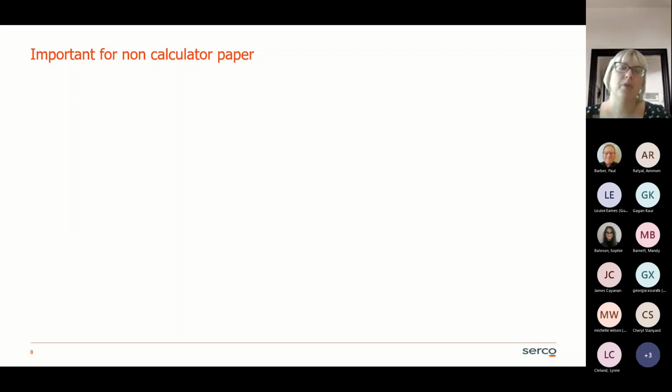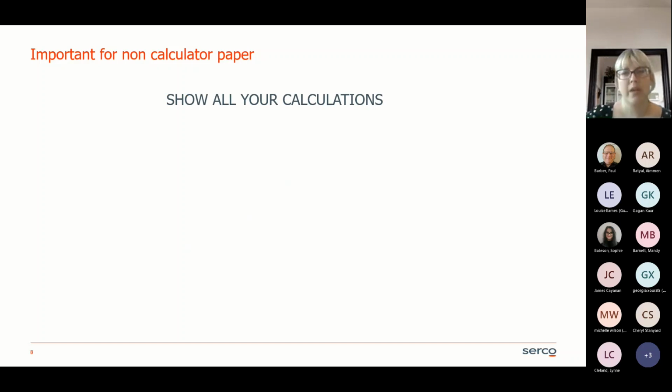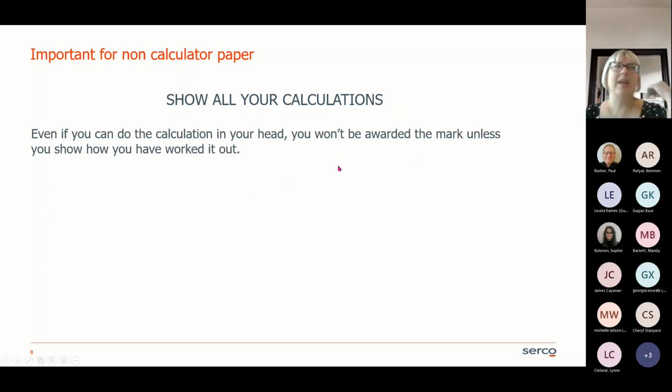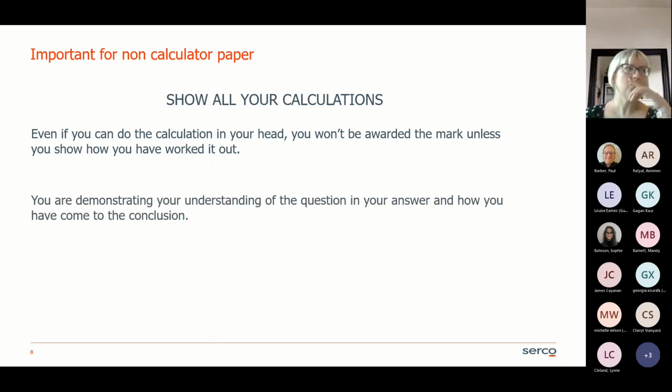Your maths paper is split into 2 different sections. One section you can use a calculator for, and the other one you can't. So when you're doing the non-calculator paper, make sure you show all of your calculations. It's really important. Even if you know how to do the calculation in your head, you won't be awarded the mark unless you show how you've worked it out. It could be that the question is worth 2 marks, and just because you put the answer there, you will only get 1 mark because you didn't show your workings out.